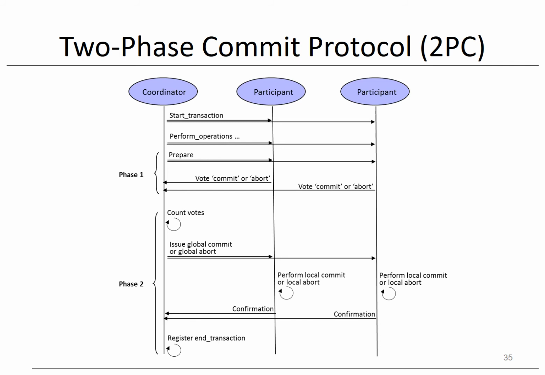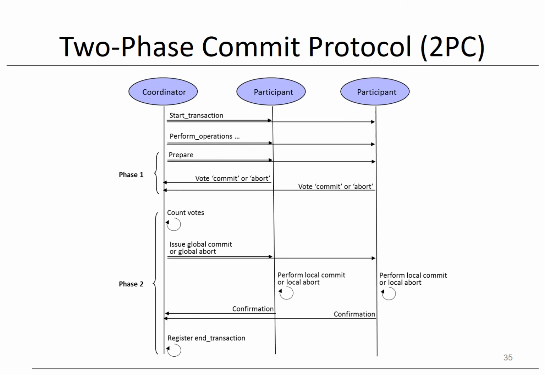In phase 2, the votes are counted by the coordinator and a final decision is made about transaction outcome. If all participants voted commit, the coordinator decides to execute a global commit. It sends a global commit message to all participants and enters the committed state. If at least one participant voted abort, the coordinator decides to abort the transaction globally. It sends a global abort message to all participants and enters the aborted state.